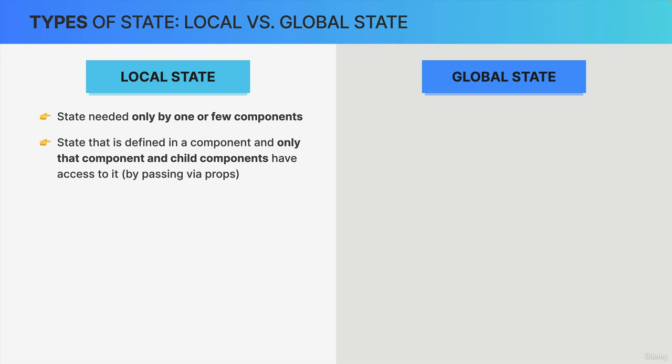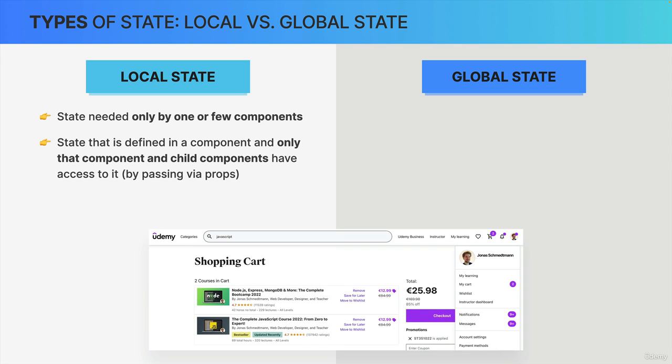Now, going back to our Udemy app, an example of local state might be the input text in the search bar. So probably only that component needs to know about this data, and therefore this is local state. So state local to that search bar component.